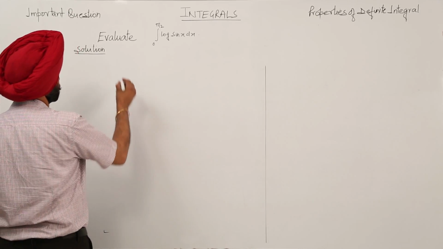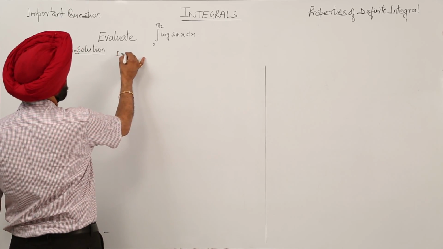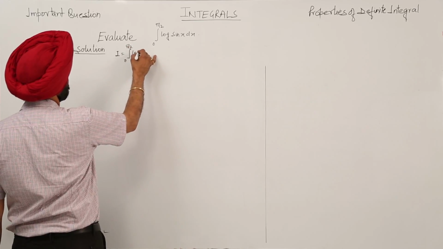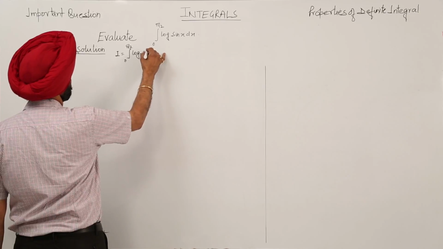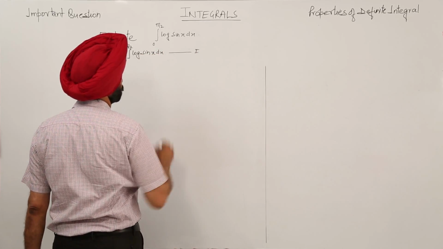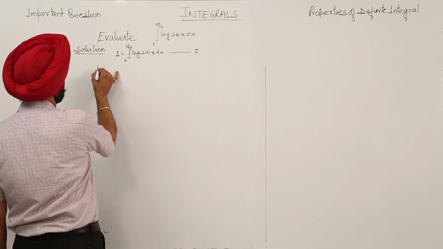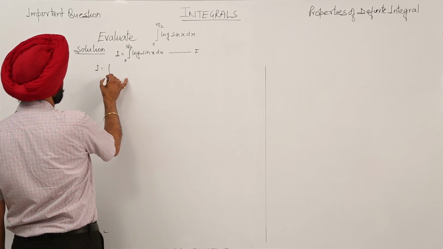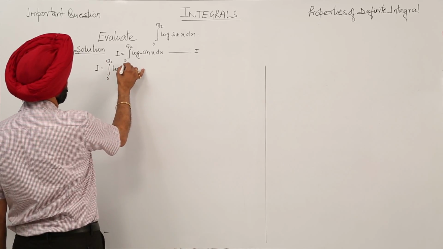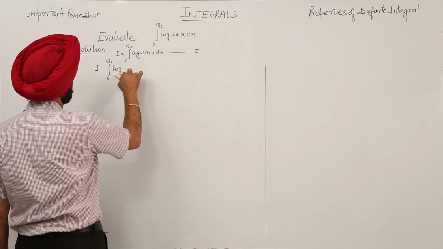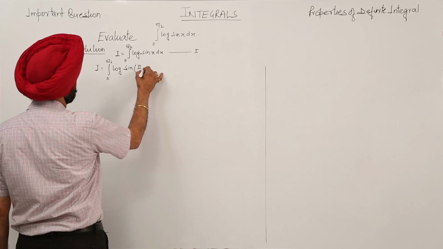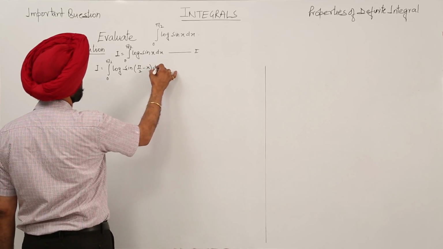A very important integral, 0 to pi by 2 log sin x dx. Let this be equation 1. Now, I equals 0 to pi by 2 log sin of (pi by 2 minus x) dx.